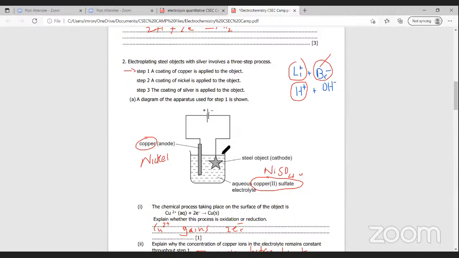First thing, the object to be plated or the object to be coated needs to be the cathode. Okay? And then the other two things, the object that you're plating with, the coating that you're applying, should be the anode. All right, so we're applying nickel, so that anode should now become nickel. All right, and then the solution should be a soluble salt of the metal that you're coating with. I'm coating with nickel. I need a soluble salt of nickel, nickel sulfate or nickel nitrate if you don't want to take a chance. You know that all nitrates are soluble.